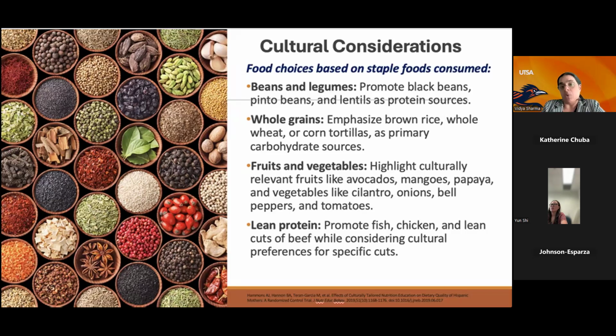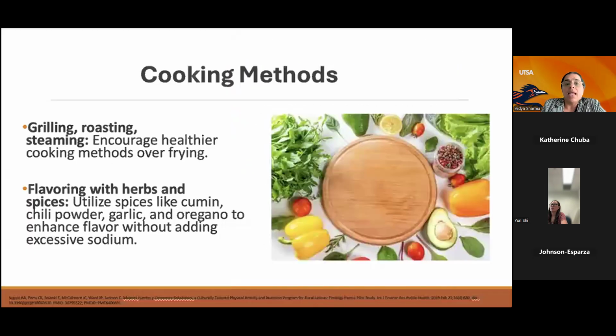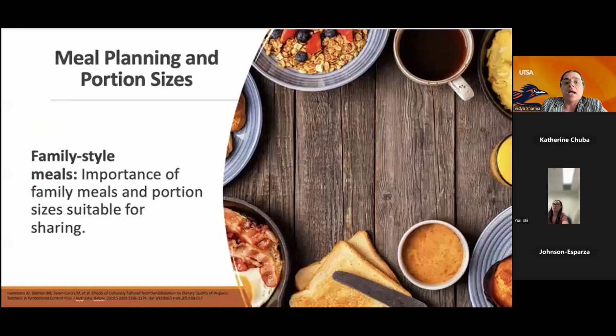And then lean protein. And then just cooking methods. So again, grilling, roasting, steaming, flavoring with herbs and spices. Mrs. Dash is a branded one, but there are store-bought versions as well. They have no salt, no sodium. There's the 21 spice combination. So again, using more of that certainly helps.